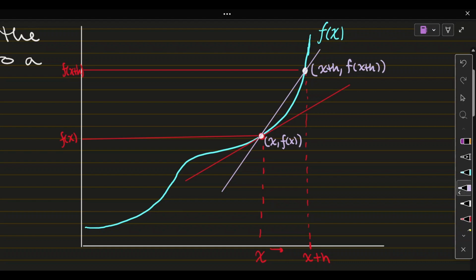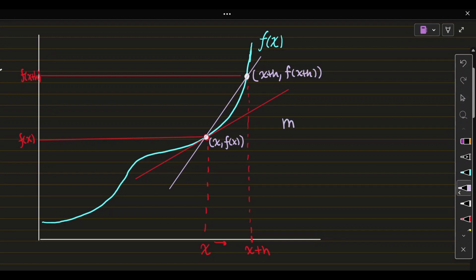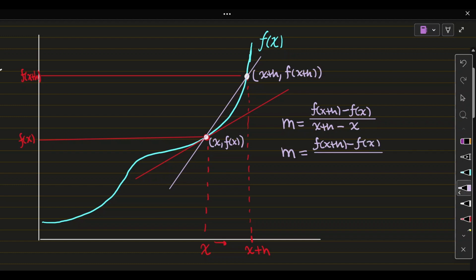So if I want to find the slope of that line, the purple line, m equals y2, which we'll take to be f of x plus h, minus y1, which is going to be f of x, over x2, which we'll take to be x plus h, minus x1, which is going to be x. So m equals f of x plus h minus f of x over, these two x's in the denominator will cancel, and I'll be left with h.